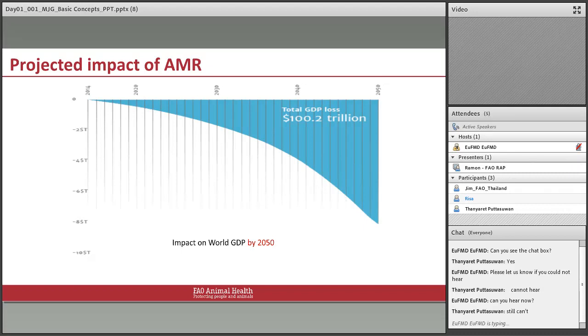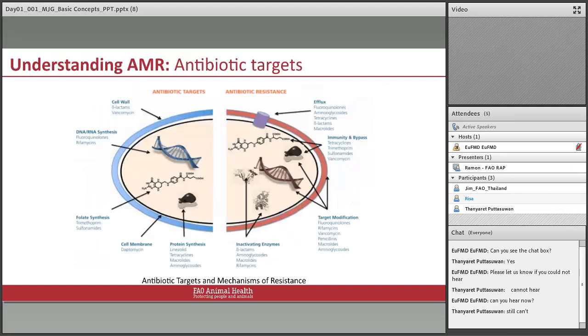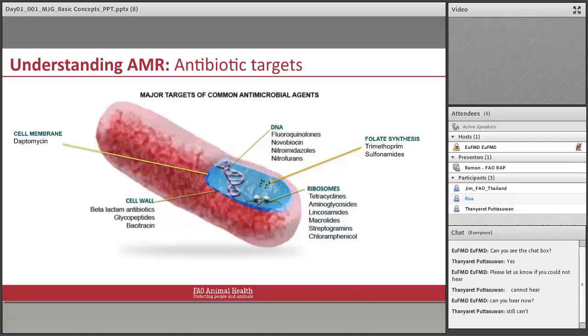Now, to understand antimicrobial resistance and to be able to mitigate it effectively, we need to try to understand how antibiotics work, because you can take it and it doesn't affect your body, but it's supposed to either arrest the growth of bacteria or kill the bacteria. And different antibiotics have different targets.